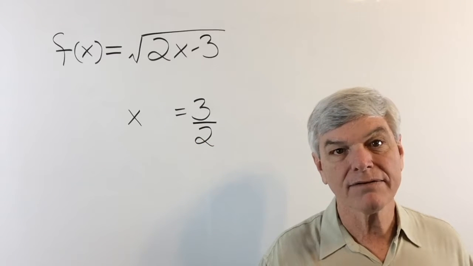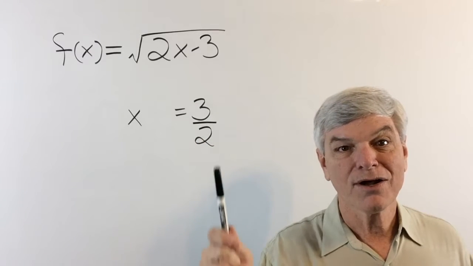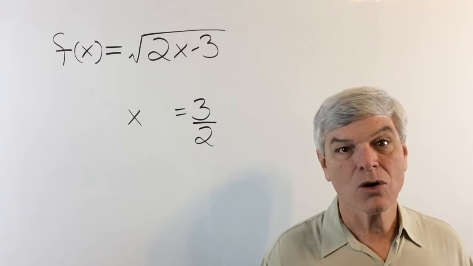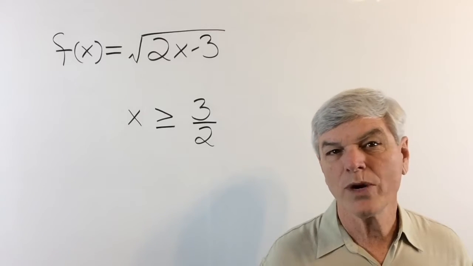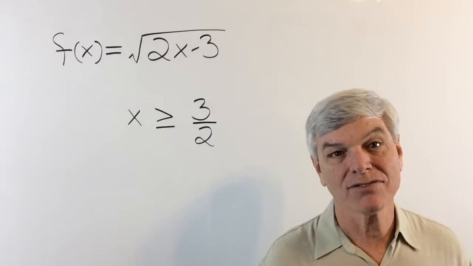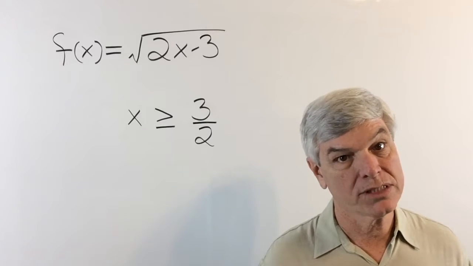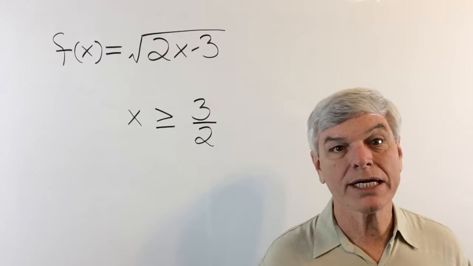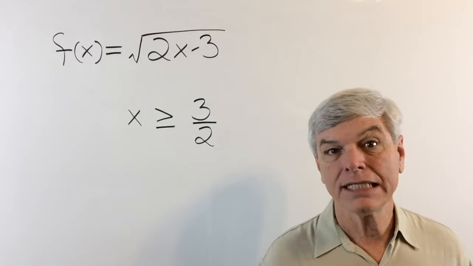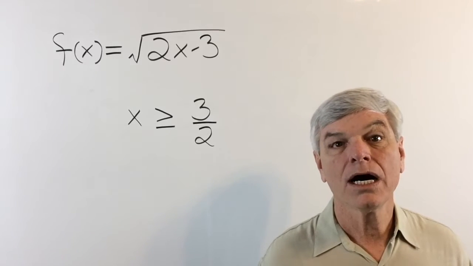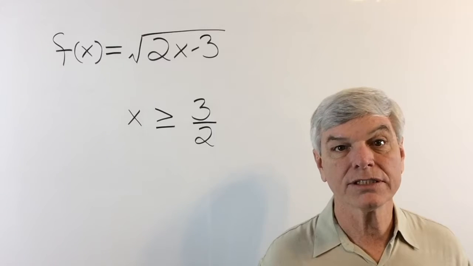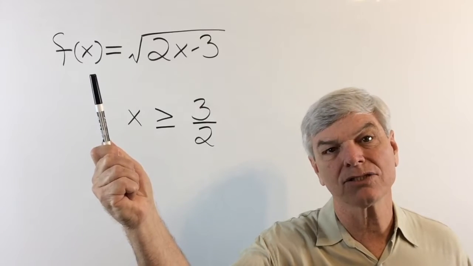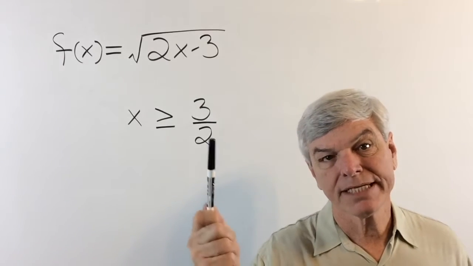And how do we make it positive? Any number 3 halves or greater is good. So x is greater than or equal to 3 halves, right? 3 halves was good, so it's equal to 3 halves, and anything greater than 3 halves was good. So x is greater than or equal to 3 halves. That is to say, if they ask you what are the possible answers for x for this function here, it's 3 halves or greater.